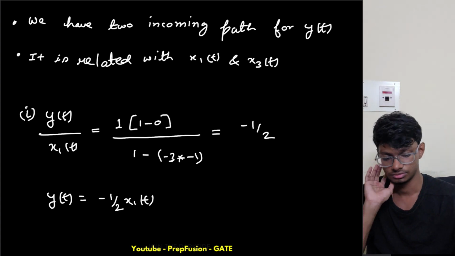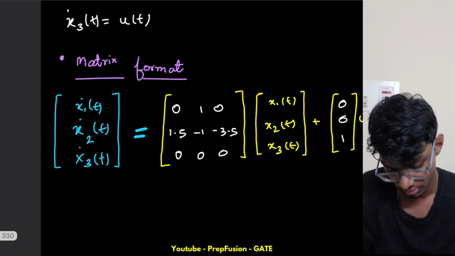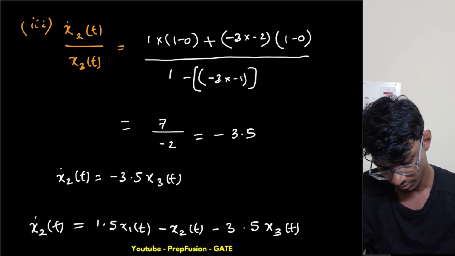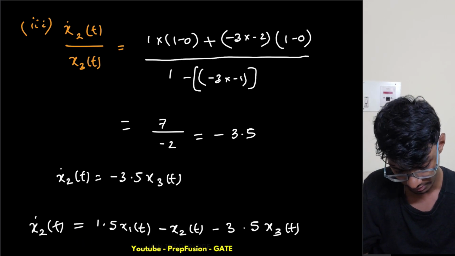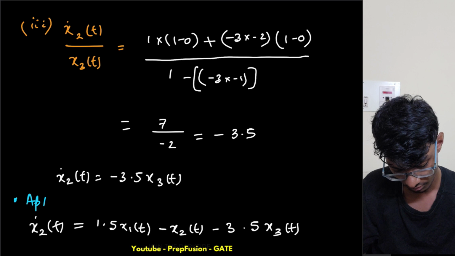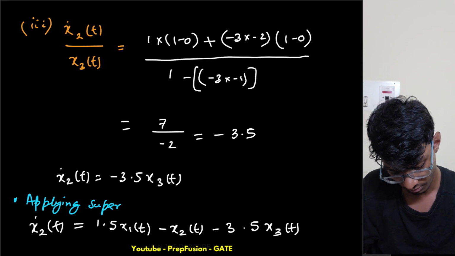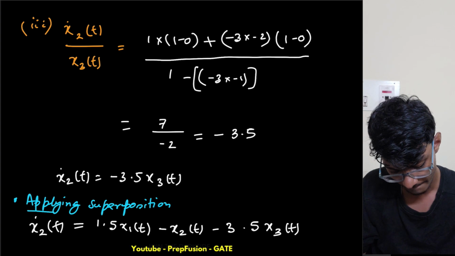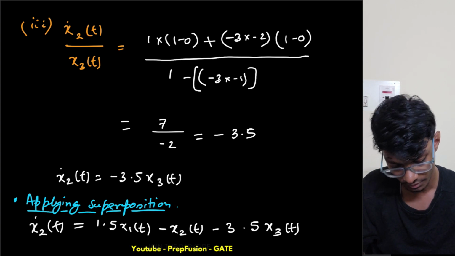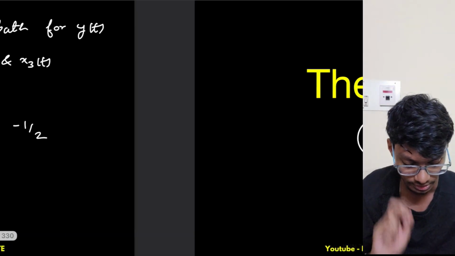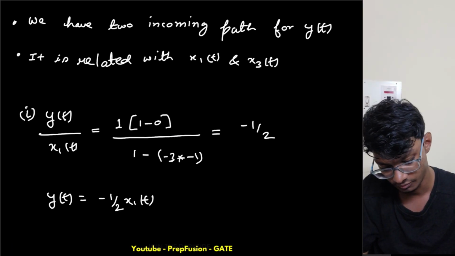Here I should also write this step, right? This step came by applying superposition. So I hope you are understanding if I'm not writing everything. Applying superposition, right? So yeah, here this is the relation between y and x1.